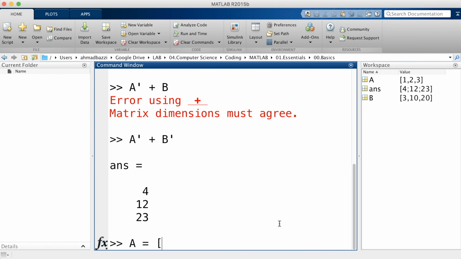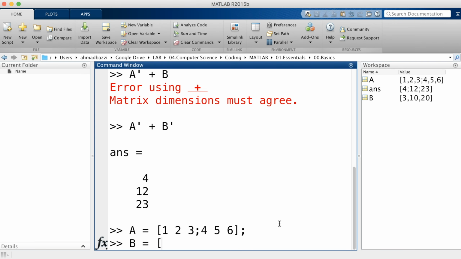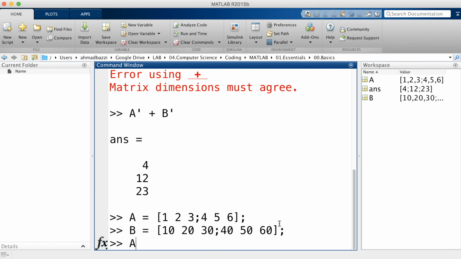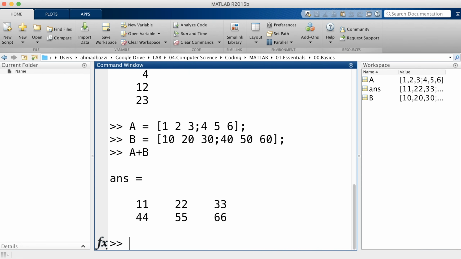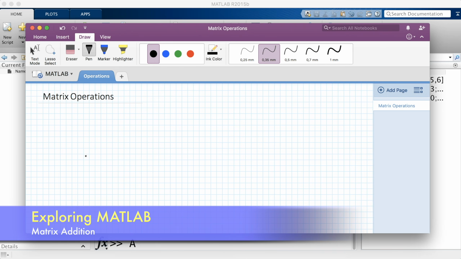You can also add matrices, so let's say I have a 2 by 3 matrix. 1, 2, 3, 4, 5, 6. This is my matrix A, and my matrix B is 10, 20, 30, 40, 50, and 60. Adding them will produce element-wise addition. So 1 plus 10 is 11, 2 plus 20 is 22, and so forth. There are many other operations you can do with matrices, such as multiplying two matrices, the usual multiplication that we know about. So what we just discussed is matrix addition.